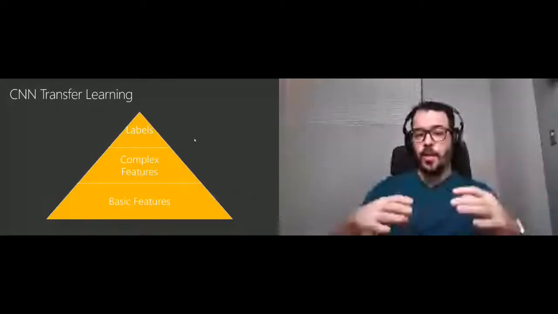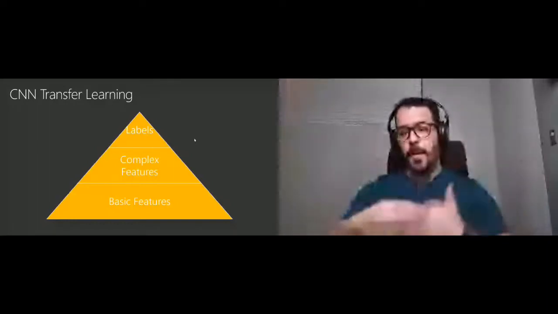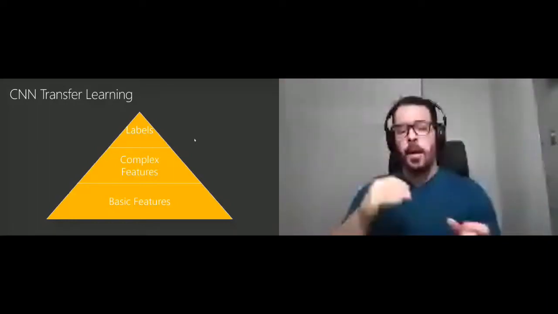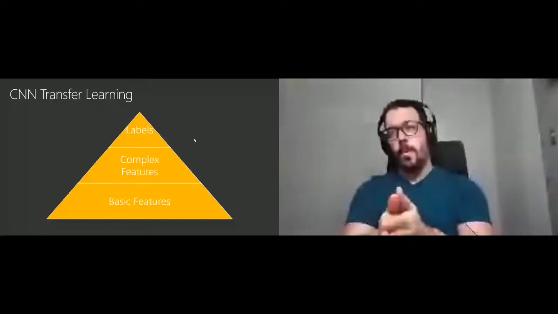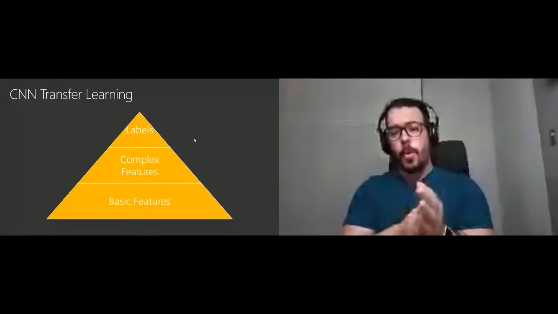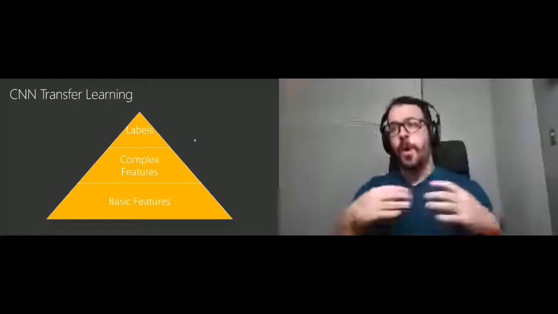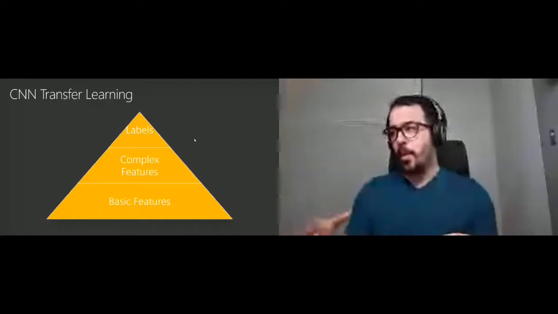We keep the basic features, the basic features of neurons that are in the network, and then compute the probability of a label. So what we want to do from those is retrain the labels. That's what we do.